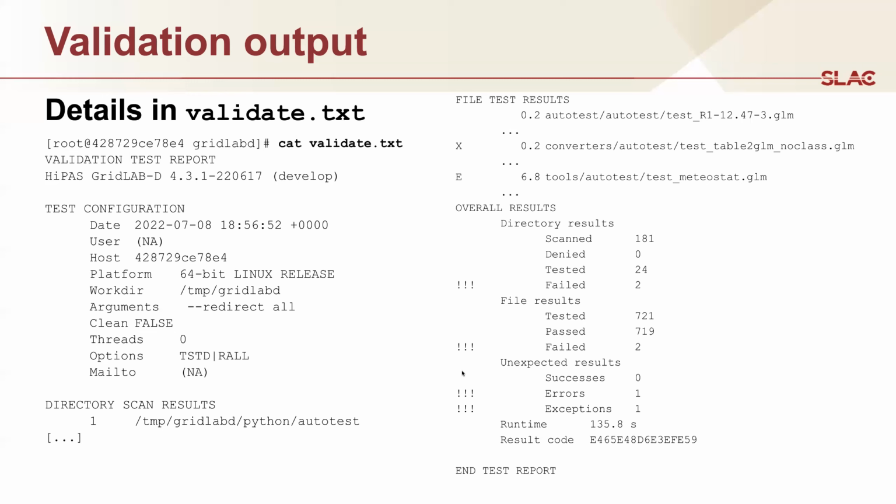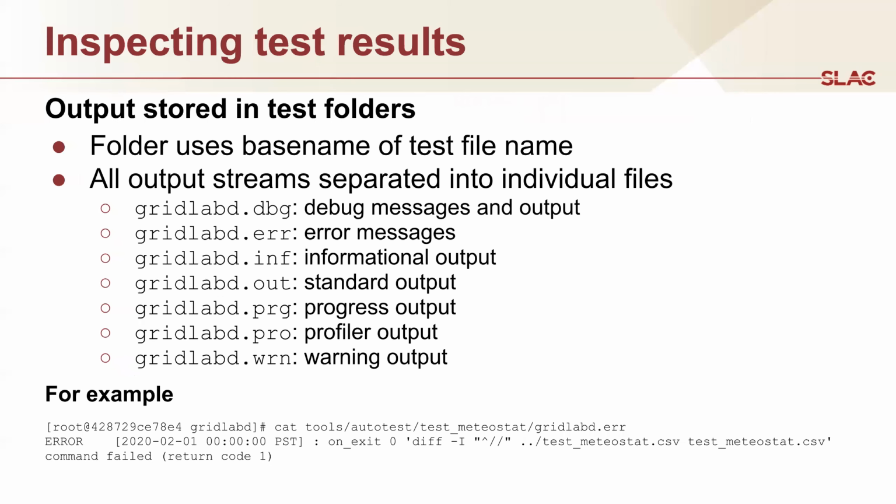So yeah, that's basically the way the validation test sequence works. When you're inspecting test results, you need to go and look at the output itself from the simulation. So what I'll do here is go through what happens and how things work. Here's an example of the test that we saw earlier in the previous validation example. You'll notice that we're testing a file that was found called testmediostat.glm in the tools autotest folder.